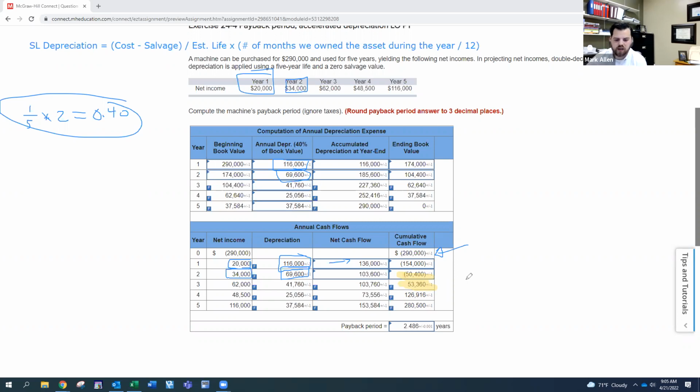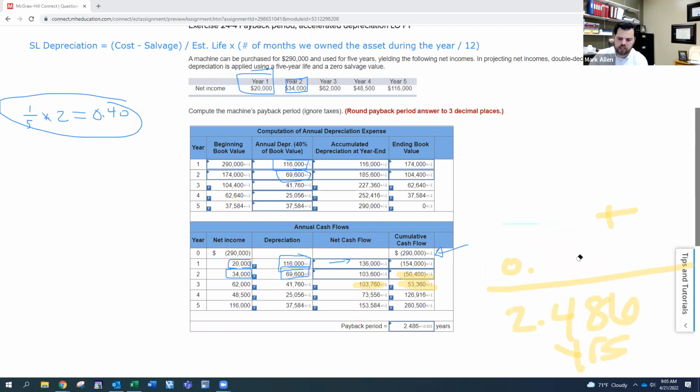So in this case, you're going to take that 50,400 that you still need to recover, divide it by the 103,760 in cash flow that you'll get in that next year, and that will give you 0.486 for the partial year. To that, of course, you will need to add the full 2 years that you already knew about. So you'll go ahead, do that. 2 plus 0.486 is 2.486 years, and that gets you your payback.